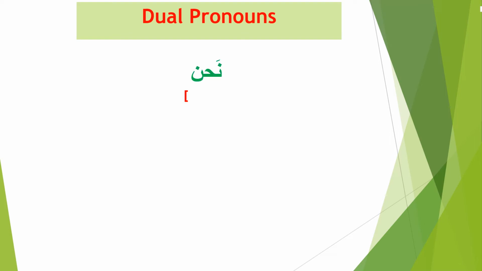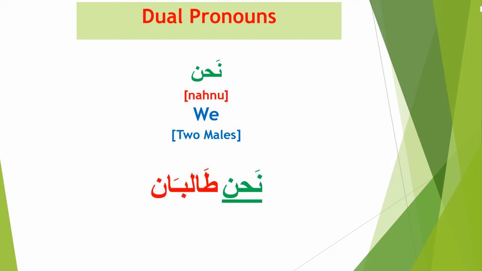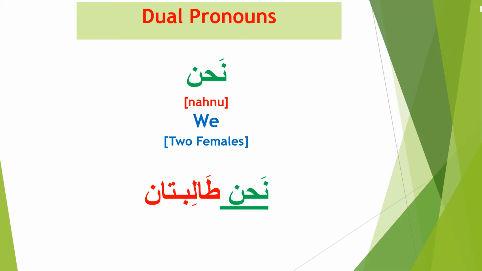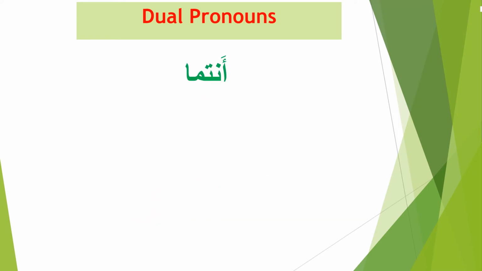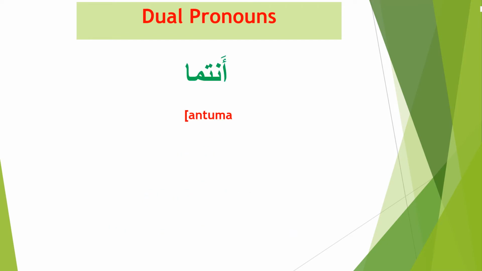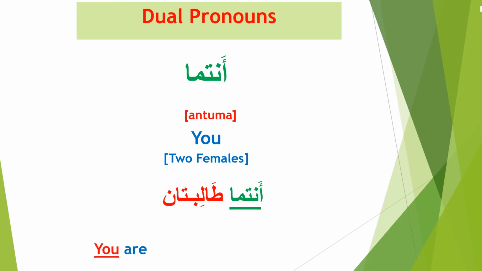So, نحن, we, for two males. Example: نحن طالبان. We are students. نحن, we, for two females. Example: نحن طالبتان. We are students. أنتما, you, for two males. Example: أنتما طالبان. You are students. أنتما, you, for two females. Example: أنتما طالبتان. You are students.